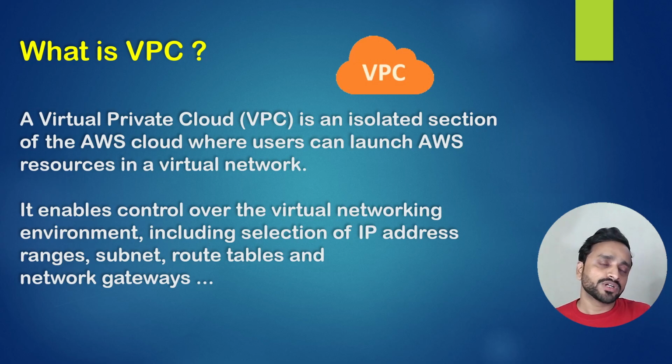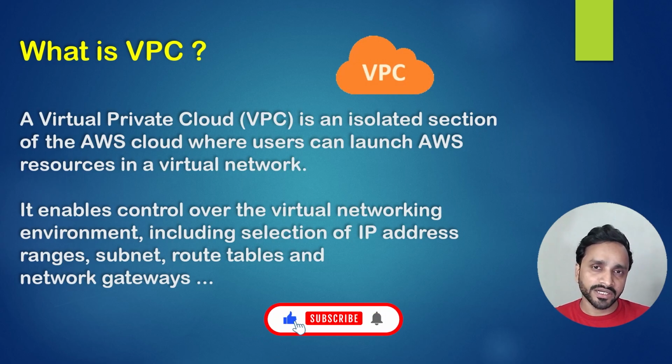After that, the most important point is it enables control over the virtual networking environment, including selection of IP address ranges, subnets, route tables, and network gateways. Lots more things are in VPC, which are very important. Now, what is an IP address range? We can select our IP address range while configuring our network. Subnet is the most important part while doing private and public subnet creation.